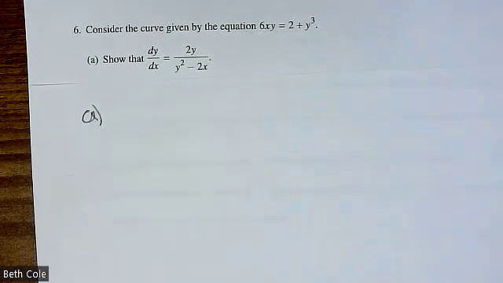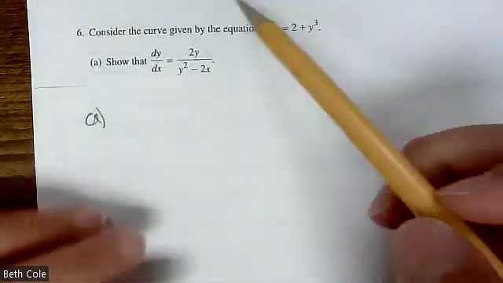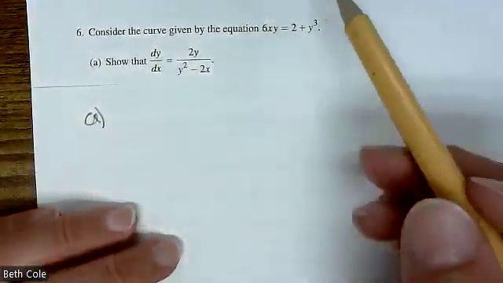You are given that equation and it says what dy/dx equals. It's just saying show that. It's basically like prove it. So they're saying that is dy/dx. You just need to show the steps that will get you there. All right, so we're going to take the derivative of this thing.